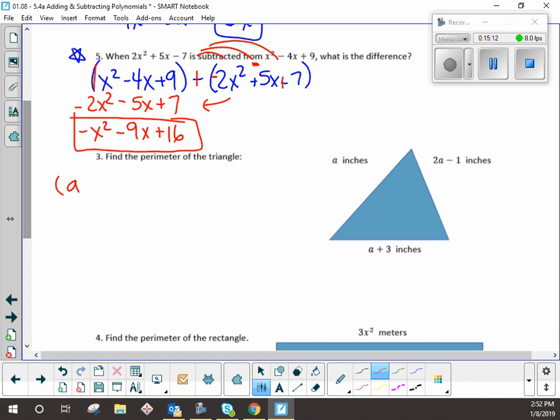So we just add them up. We have a. We're going to add up another side, 2a minus 1. We're going to add up another side, a plus 3. And all we do is look for like terms. Each of those sides has an a, so when you add up all the a's, what do you get? How many? 4. Because I have 1 here, 1 here. So I've got 1a plus 2 is 3, plus another one is 4. So I have 4 a's altogether. And then the constants. The constants are 3 and negative 1. What does that give me? 2.